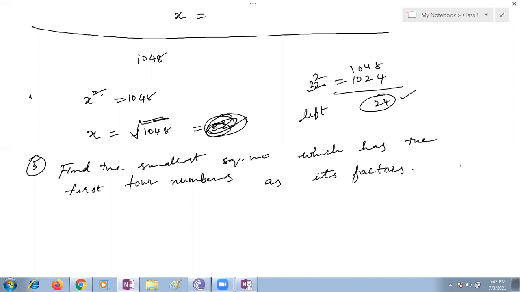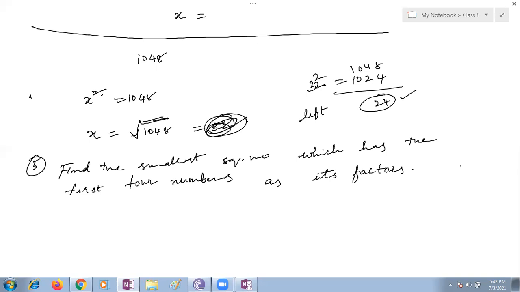Ma'am, is the number squared or is it supposed to be squared? No. Find the smallest square number. You have to find the square number. It has the first four numbers as its factors. It's a small riddle for you, children. Please think and get back. Ma'am, I got it.